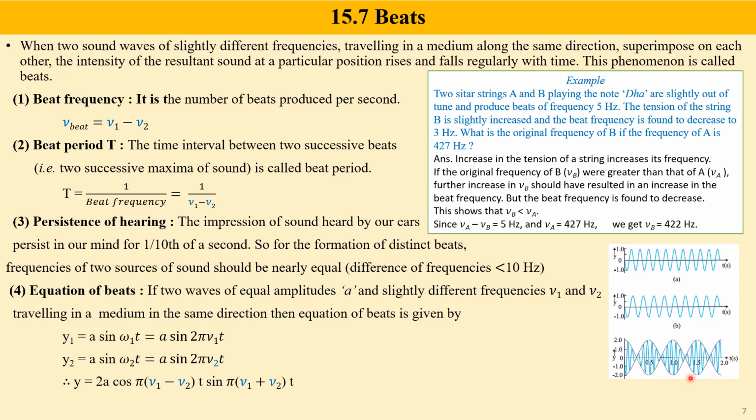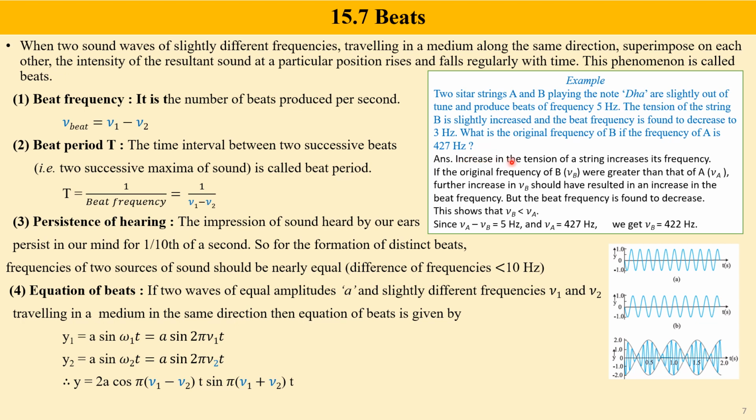Let us solve an example. Two sitar strings A and B playing the note dha are slightly out of tune and produce beats of frequency 5 Hz. That is nu1 minus nu2 is 5 Hz. The tension of the string B is slightly increased and the beat frequency is found to decrease by 3 Hz. What is the original frequency of B if the frequency of A is 427 Hz?